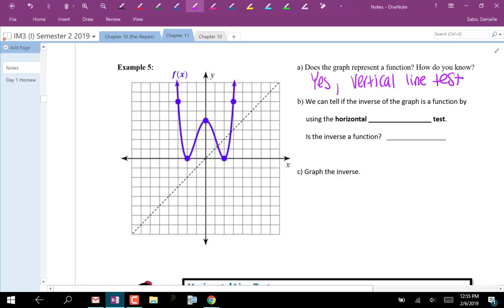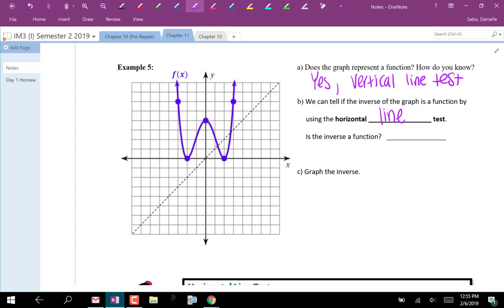And when we talked about inverses, remember everything is the opposite. So if it's vertical for normal, your inverse will be horizontal. And that's why we're doing horizontal line tests now for inverses. Okay, so we're going to use the horizontal line test to figure out if the inverse is a function, not the original.